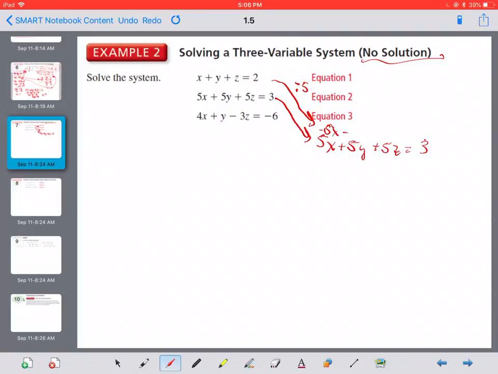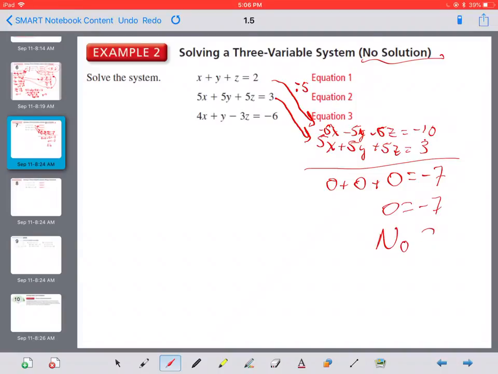So I get negative 5x minus 5y. Ooh, that's a y, not an x. Minus 5z minus 10. Add down. Negative 5 and negative 5 is 0. Negative 5 and negative 5 is 0. Negative 5 and negative 5 is 0. Negative 10 and 3 is negative 7. 0 equals negative 7. No, it does not. So that's no solution. We got the winner.